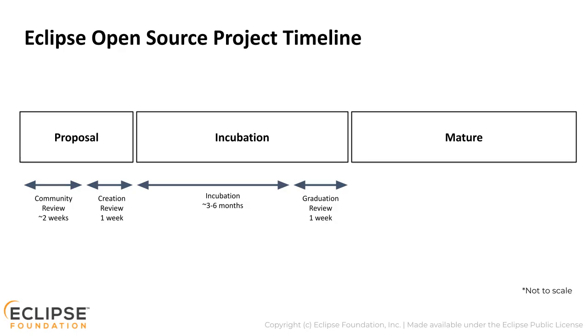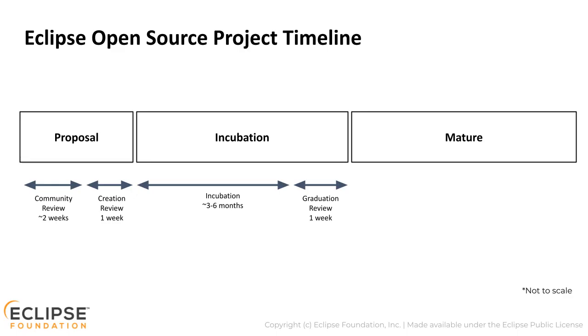Once made publicly viewable, the proposal will be available for community review for a minimum of 2 weeks. The community review period provides a means for community members to review the project proposal and ask questions. The proposal can be updated during the community review period.